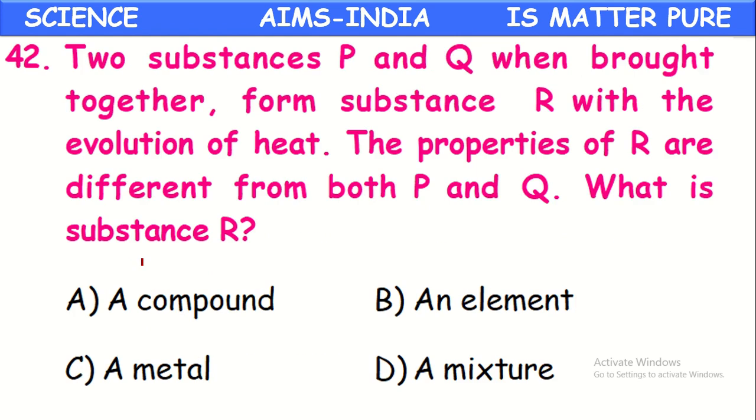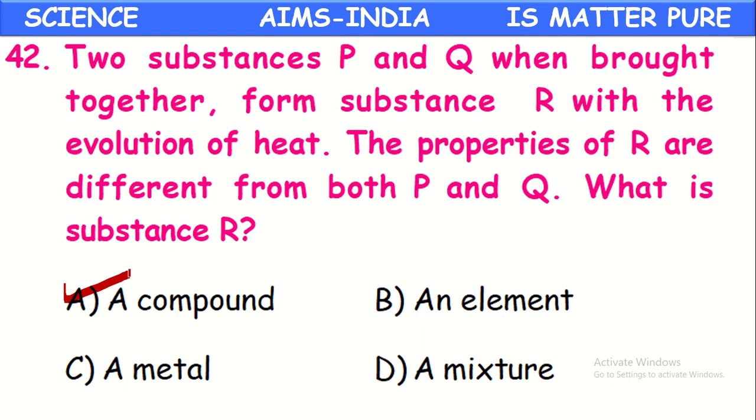Two substances P and Q, when brought together, form substance R with evolution of heat. The properties of R are different from the properties of both P and Q. What is the substance R? So, if a resultant substance has entirely different properties from the original components which are mixed, then that substance formed is called a compound. Here, R will be a compound.